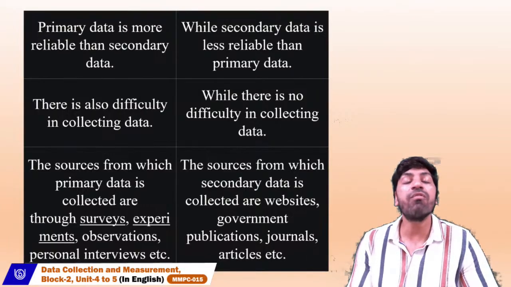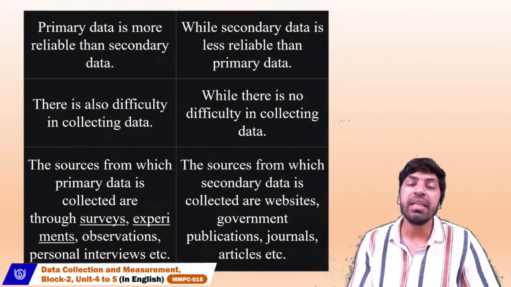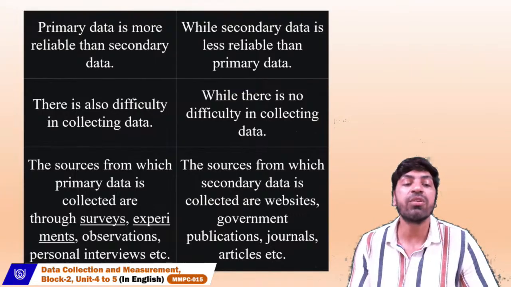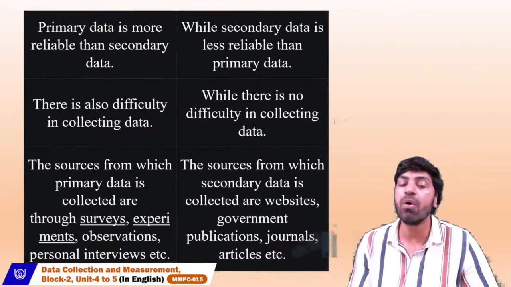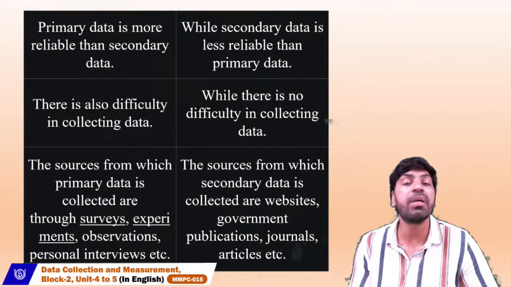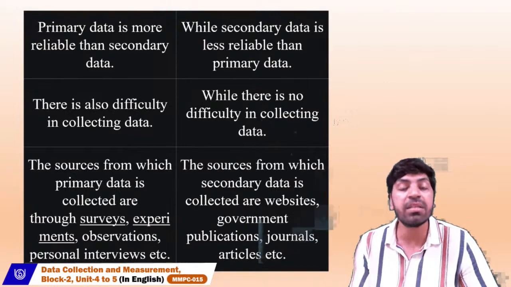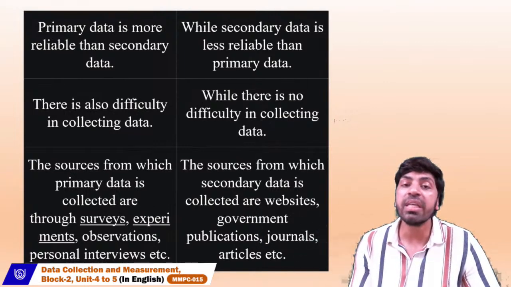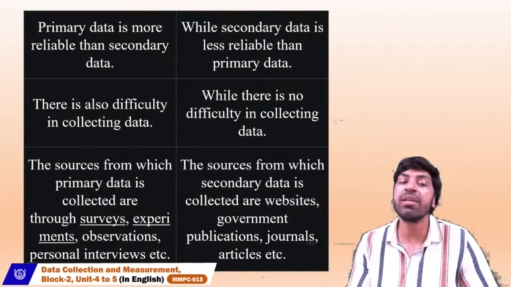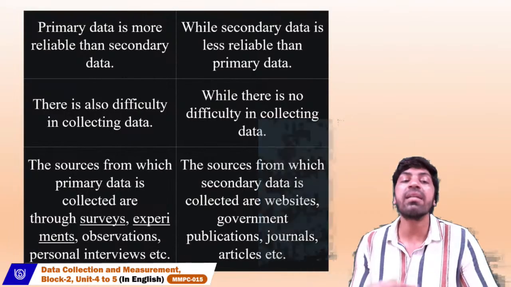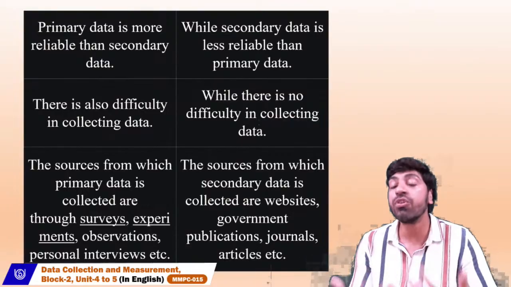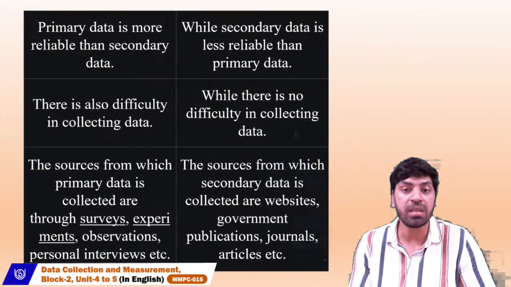The sources from which primary data is collected could be surveys, experiments, observations, personal interviews, mailed questionnaires, or telephonic interviews. Those could be the sources where the researcher could collect primary data.